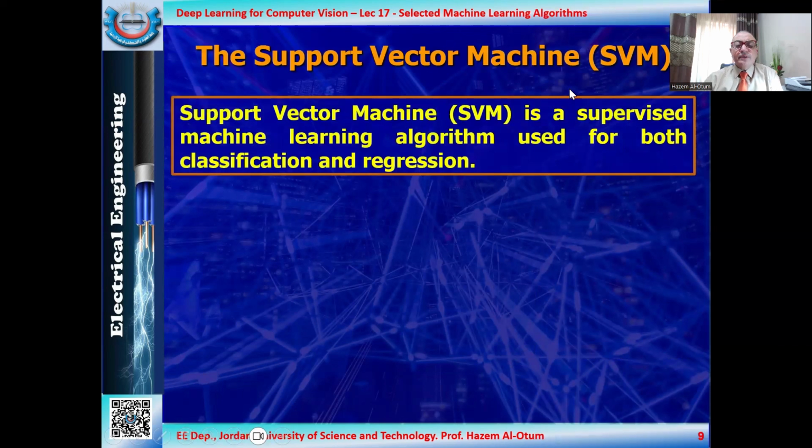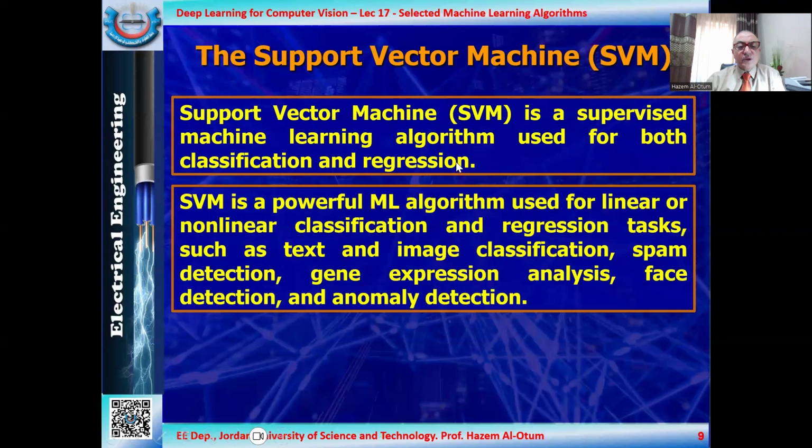Let's start with the first example in today's lecture, the support vector machine, SVM. SVM is a supervised machine learning method. So we have here a supervised technique used for both classification and regression. We can use it for classification, as you see here, and also for regression. This is the main idea behind the SVM technique or algorithm.